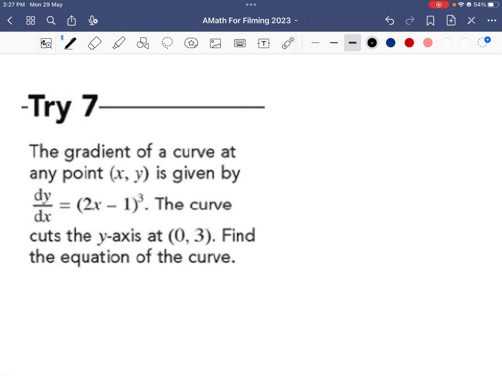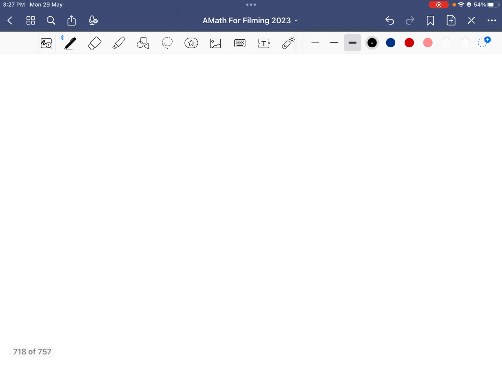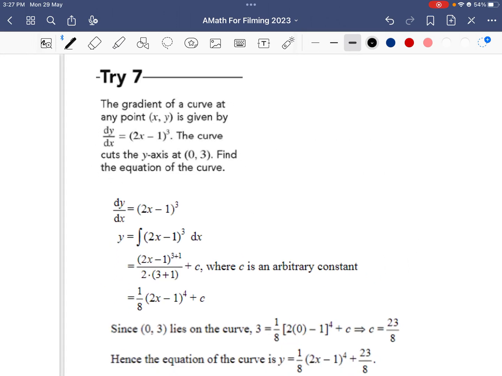That's example 7. Please attempt try 7, which is vastly similar to example 7. And when you're done, please unpause the video and I'll go through with you try 7.